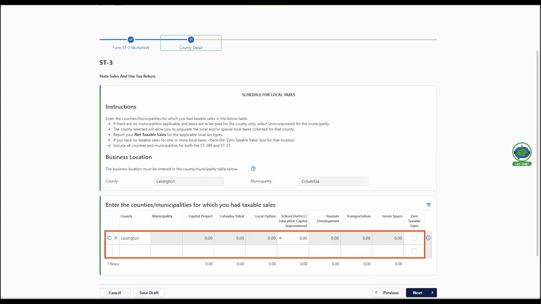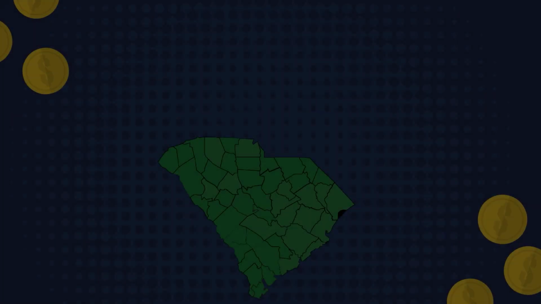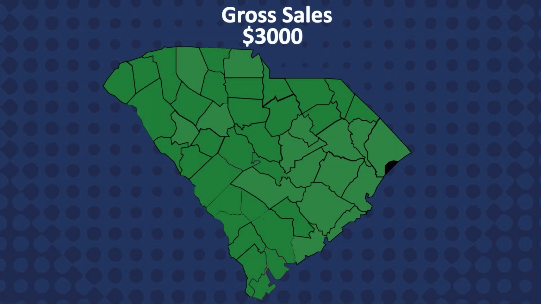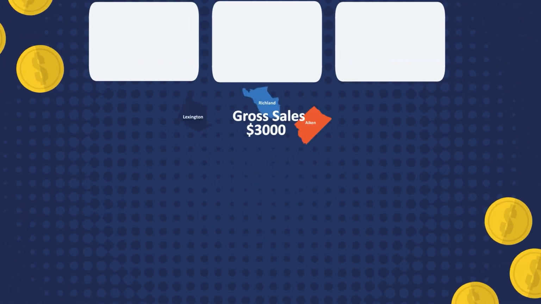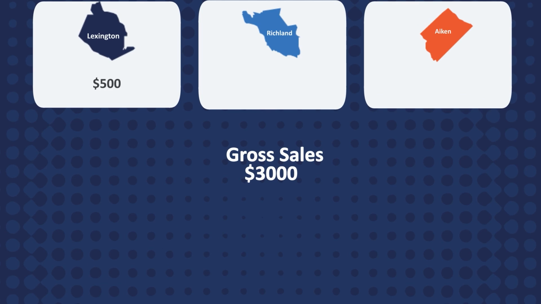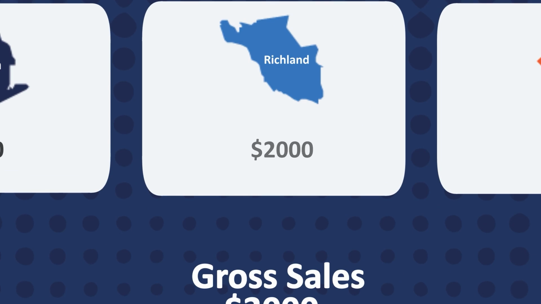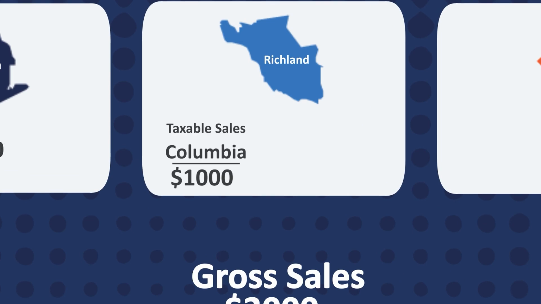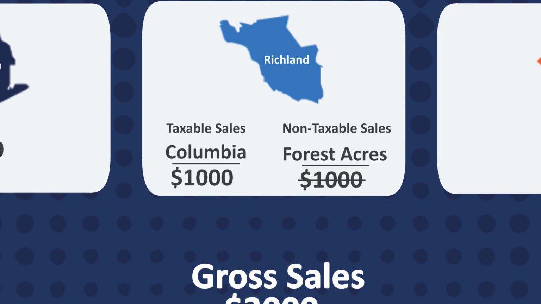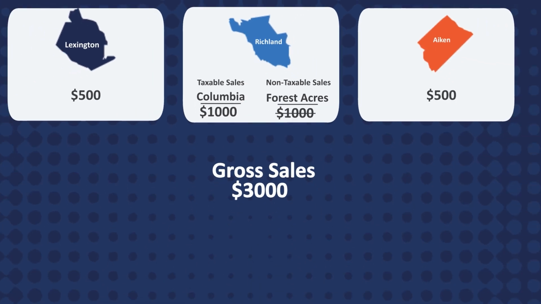On this screen, we'll use the table at the bottom to enter our net taxable sales for each county where we made sales. Let's look back at our example. Out of $3,000 in gross sales, we made sales in 3 counties: Lexington, Richland, and Aiken. $500 of those sales are in Lexington, $2,000 in Richland, and $500 in Aiken. In Richland County, we had $1,000 of taxable sales in Columbia and $1,000 of exempt sales in Forest Acres. Since we had those exempt sales in Forest Acres, our net taxable sales for all counties is $2,000.